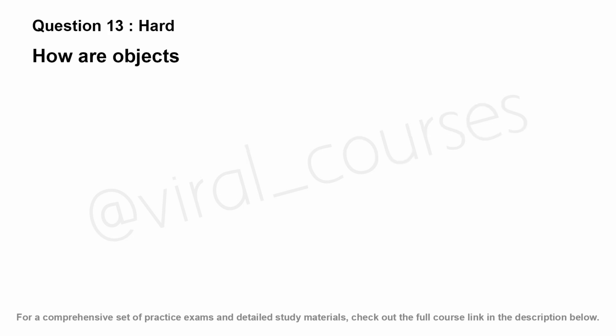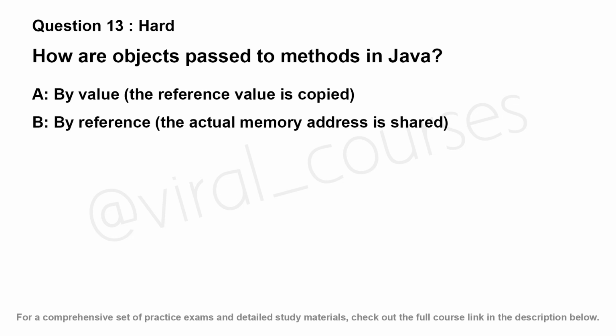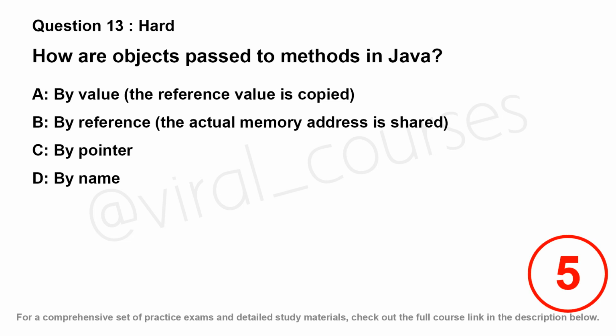How are objects passed to methods in Java? Option A. By value. The reference value is copied. Option B. By reference. The actual memory address is shared. Option C. By pointer. Option D. By name.